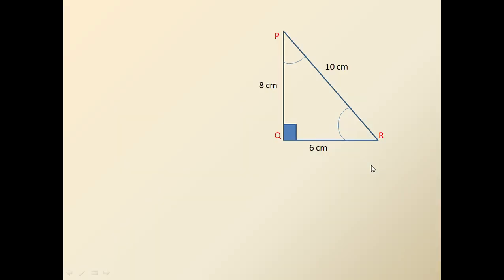Now let us understand by one example. We have considered a triangle PQR here, and considered PQ as 8 cm, QR as 6 cm.